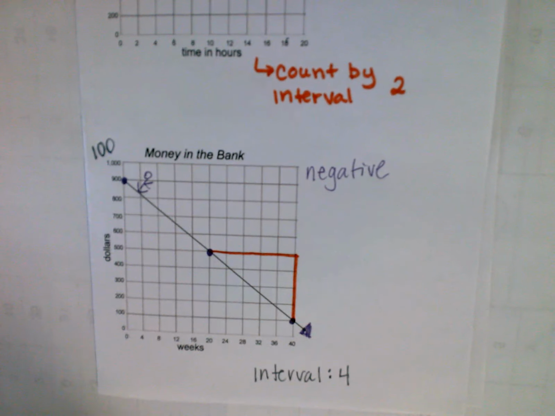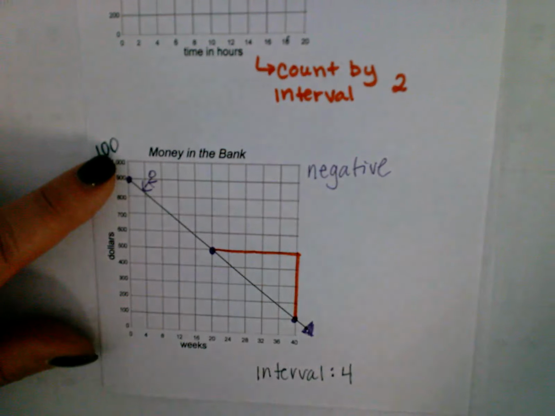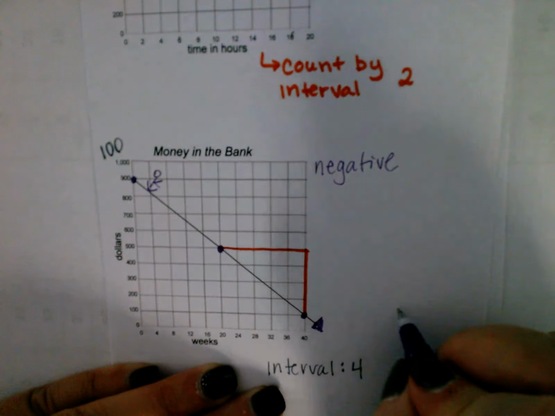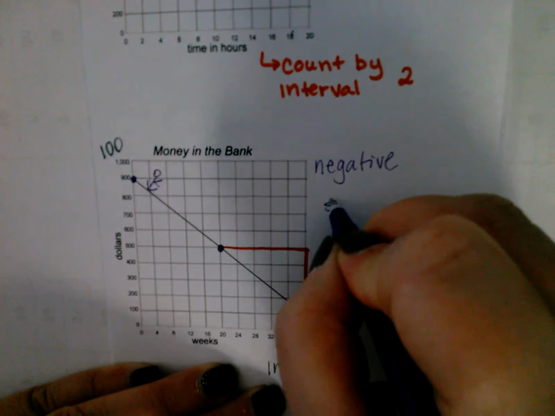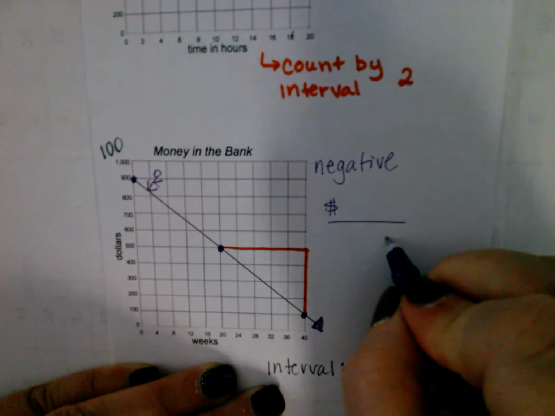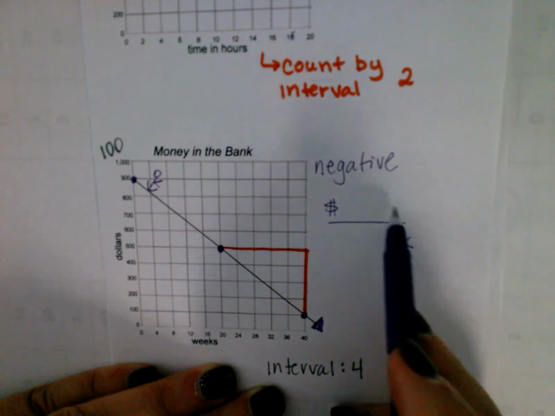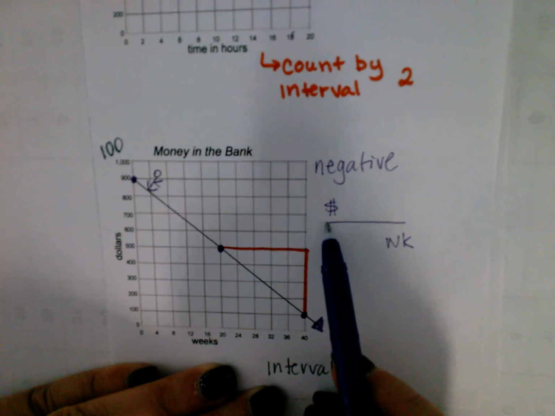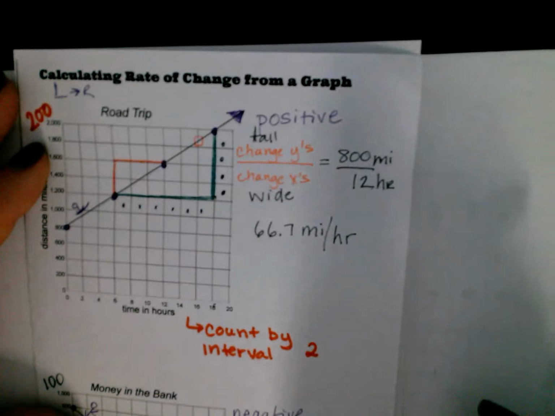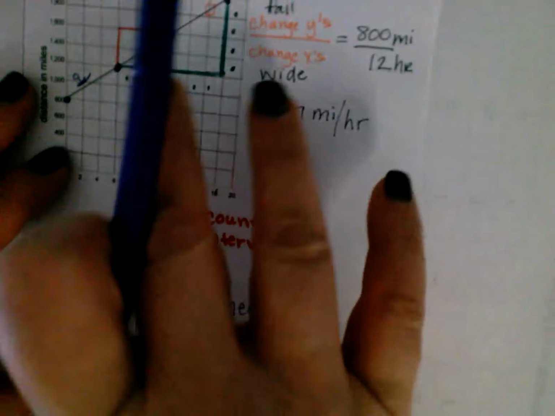You pick whichever ones you want. We're going to look for the change in the y's. What I want to know is really how much money per week. So we need money in the numerator over the number of weeks, because that is how we would say it. We want a unit rate of money per week. Just like up here, we wanted miles per hour.